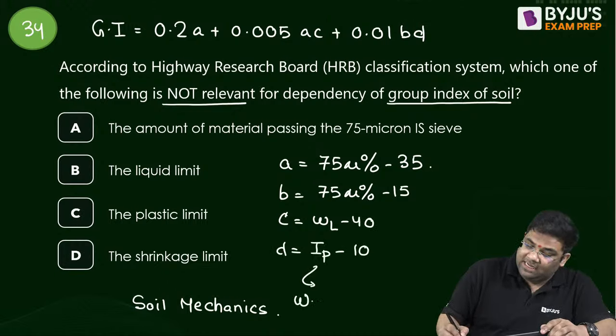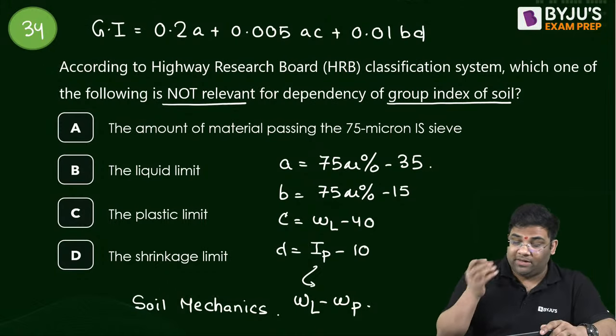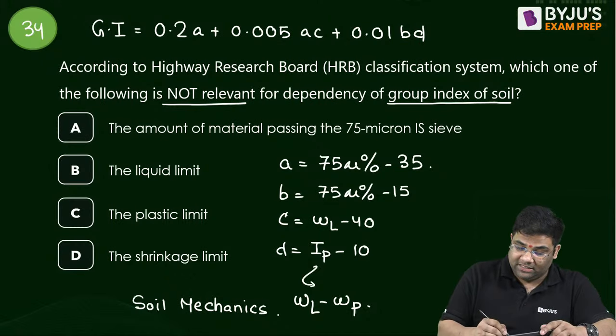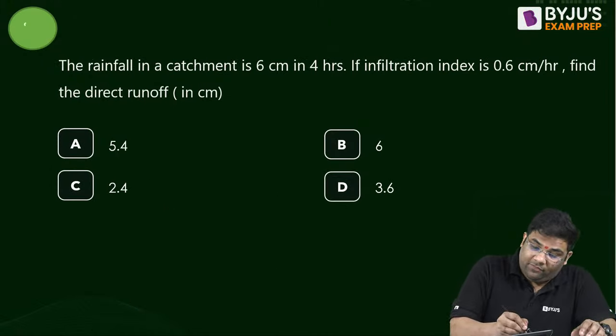And what is plasticity index? It is liquid limit minus plastic limit. So it's depending on plastic limit, it's depending on liquid limit, it's also depending on 75 micron passing. It's not depending on shrinkage limit. So this is the right answer. Very good.